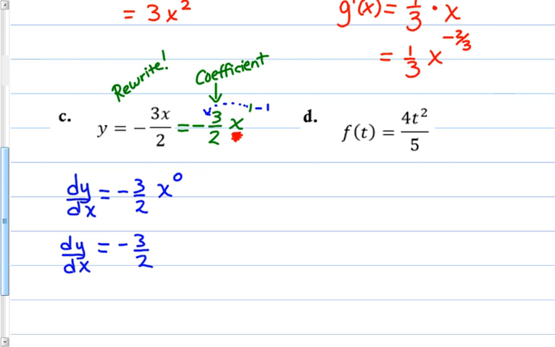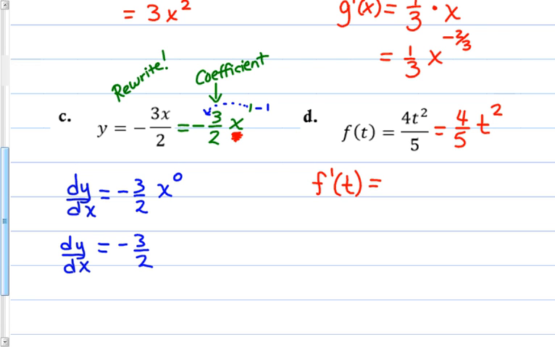D, similar but not exactly the same. I'm going to rewrite it as well. You don't have to always do this. Eventually, I'd hope you could do this without having to rewrite. But I separated the 4/5 from the t squared. So I'm going to find the derivative. So f prime of t, notice how here my variable is t, not x. That's okay.